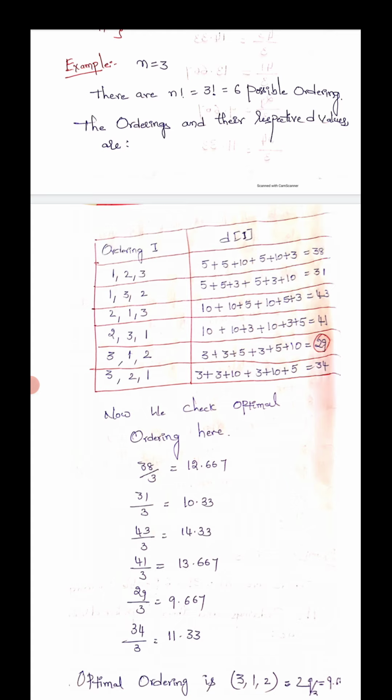15, 15 plus 20, how much? 35. 35 plus 3, how much? 38. Okay, and likewise we have to solve this. Here look at the second step, 1, 3, 2.